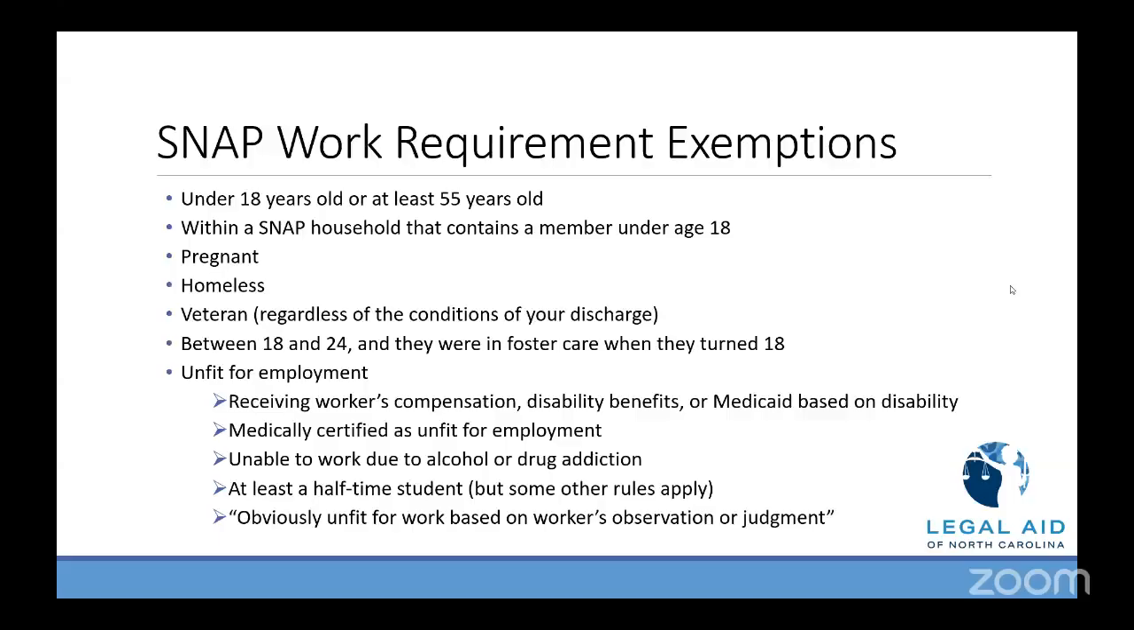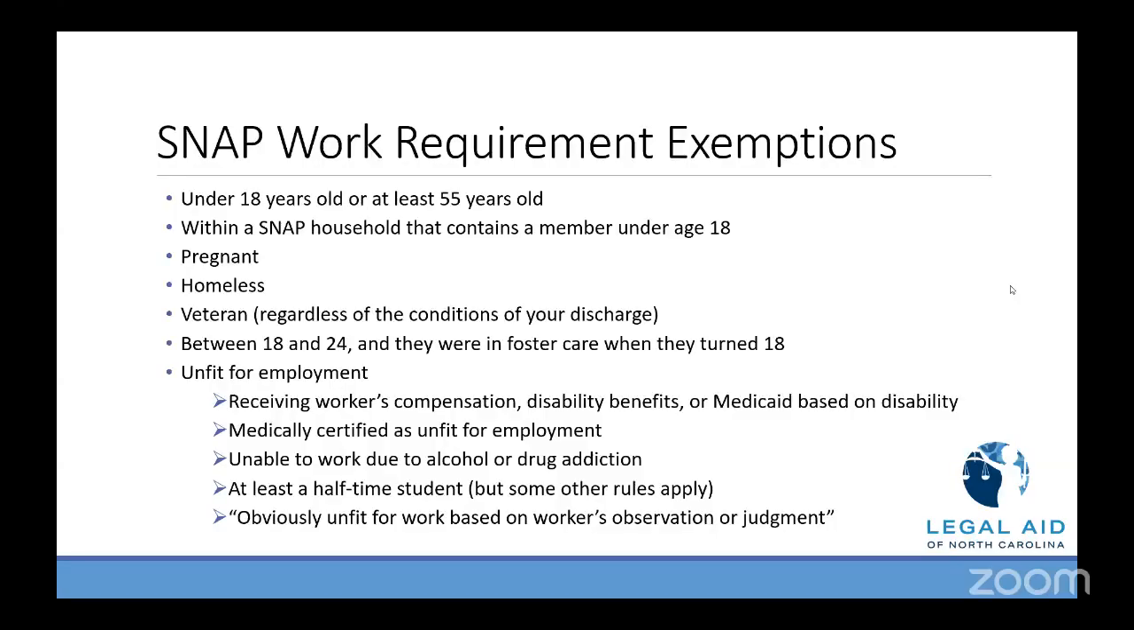So these are exceptions and exemptions to the SNAP work requirement. These are people who are not even considered able-bodied adults without dependents, and so they don't have to meet the work requirements. The first is based on age. People who are under 18 years old or at least 55 years old don't have to meet the work requirements. Also, if you are within a SNAP household that contains a member under age 18, you do not have to meet the work requirements.